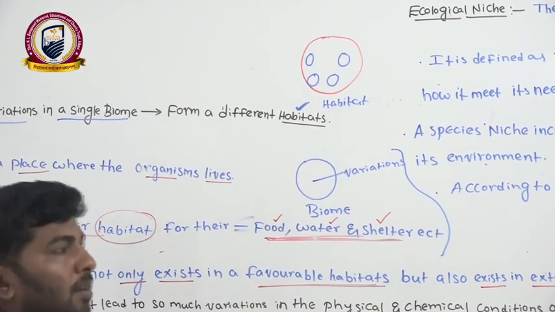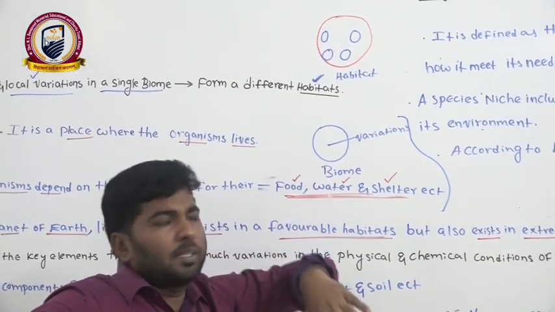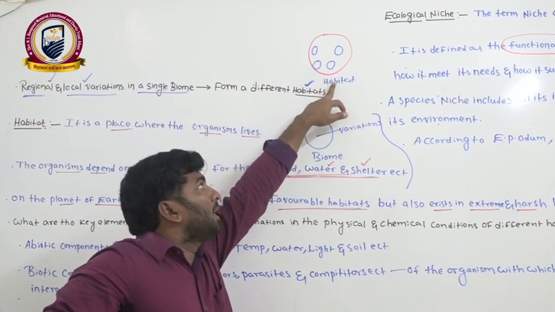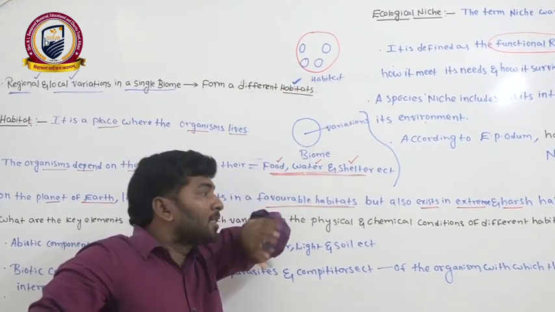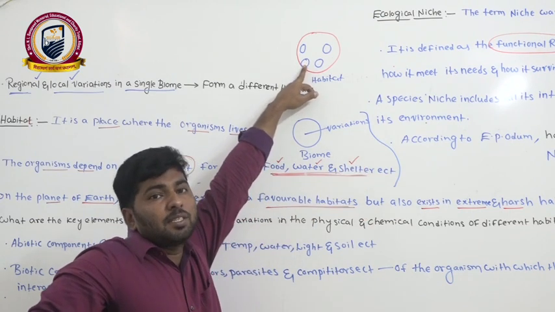Four niches we have seen. Four types of organisms are present in the four types of niches. All the organisms are not present in the same niche. For example, similar organisms are not existing in the same niche.